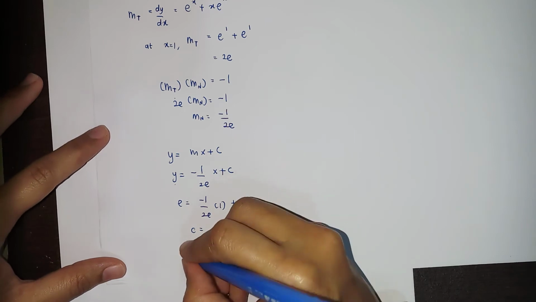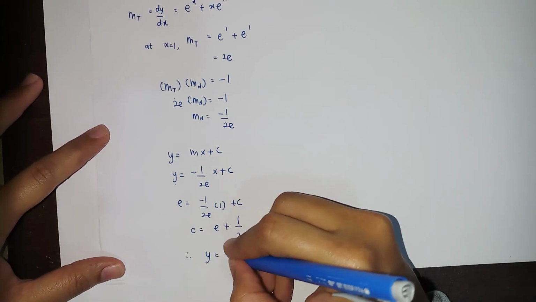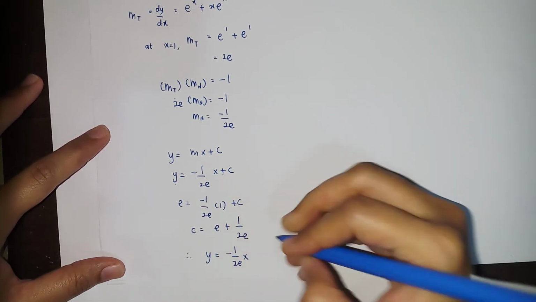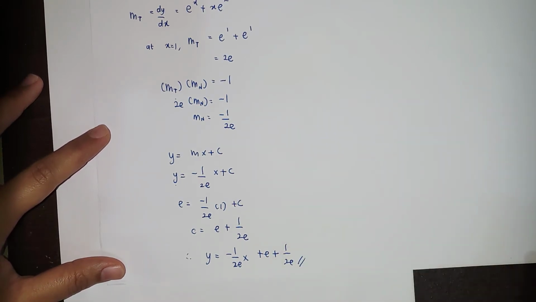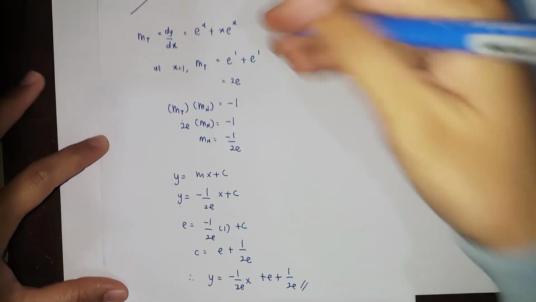Okay, so now you key in everything inside. So y equals negative 1 over 2e x plus e plus 1 over 2e. So that is your equation of the normal. Okay, settle. So this is for part B.